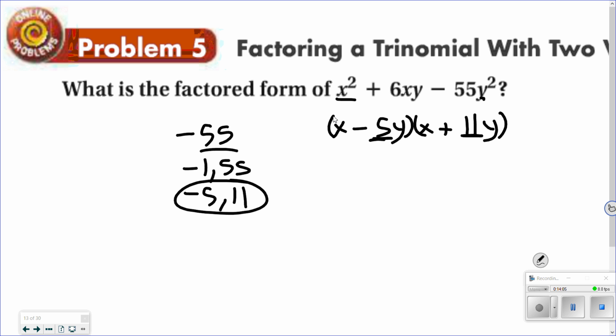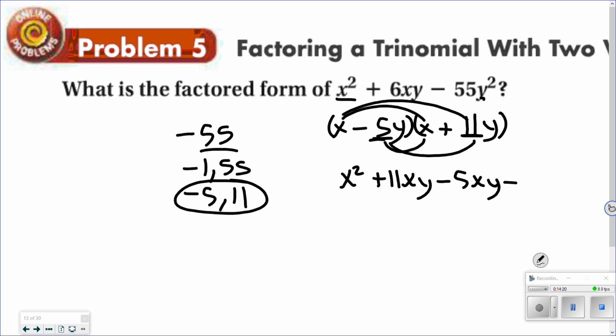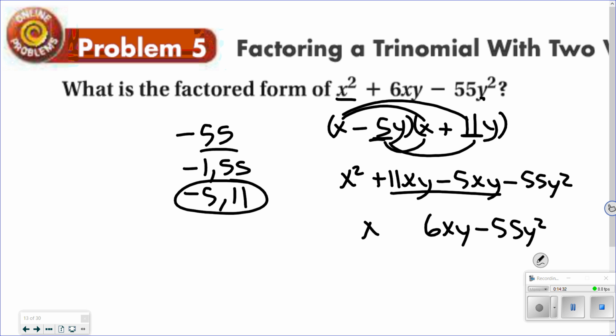If I were to multiply this out, that would be x squared. That would be 11x times 11y is just 11xy. Times those together, so minus 5xy. Times those together, minus 55y squared. So notice in the middle there you end up with those xy's. 11 minus 5 is 6. And there's our, so this is the correctly factored form, right? That gave us the answer. So you could do them with two variables also.